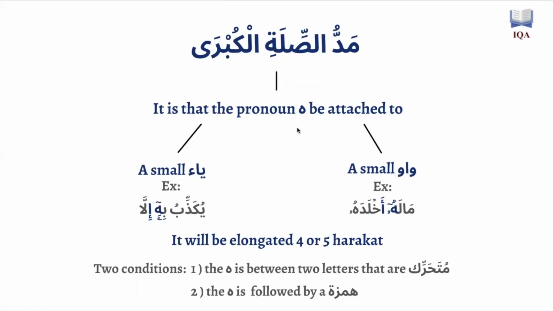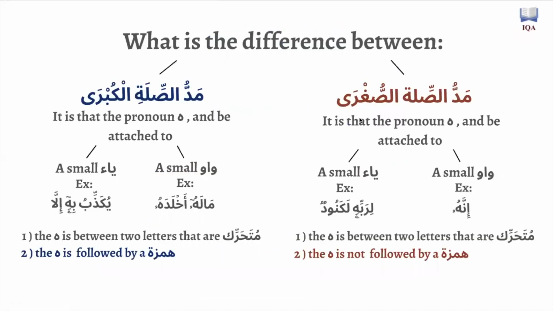So what's going on here is that we have the pronoun hu or he, and it's being attached to a small waw or a small ya, and that hu or that he is coming between two mutaharrik letters, and more specifically for this here, it's being followed by a hamza. And this is when you're going to have Madd al-Silat al-Kubra, more specifically a hamzat al-qat', of course. So this is the difference between Madd al-Silat al-Kubra and Madd al-Silat al-Sughra.